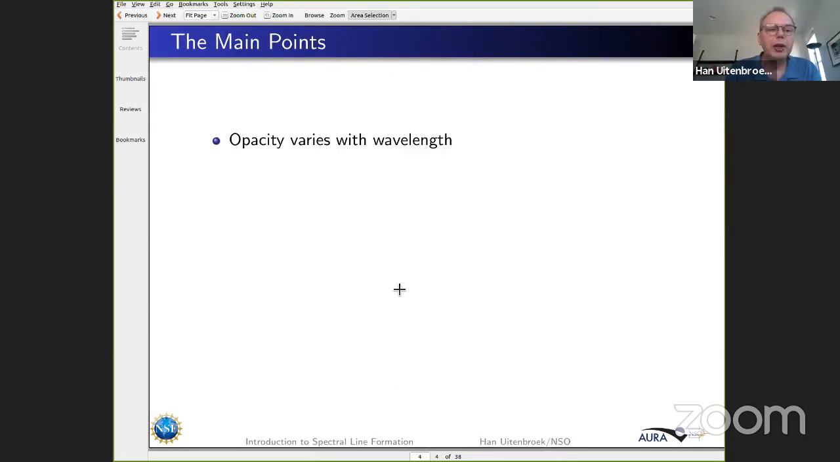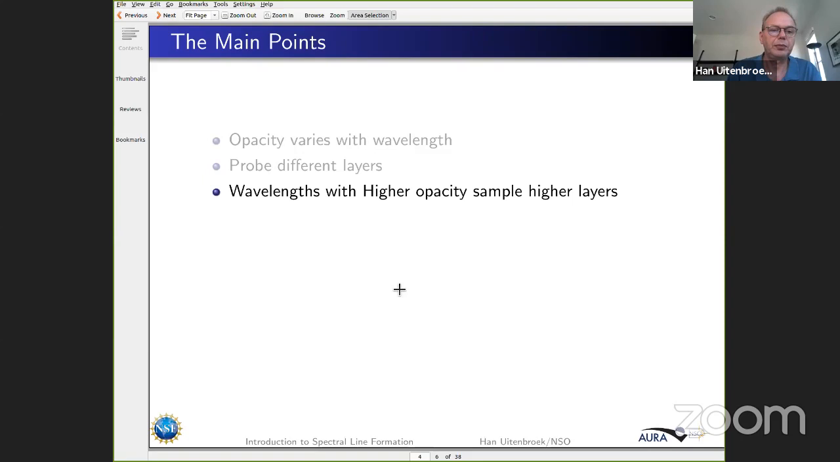So what do I want you to take away from this talk? One thing is that opacity varies with wavelength. Different wavelengths, therefore, probe different layers. When the opacity at a certain wavelength is higher, we probe higher layers of the atmosphere. When the opacity is lower at a certain wavelength, we look deeper into the atmosphere.